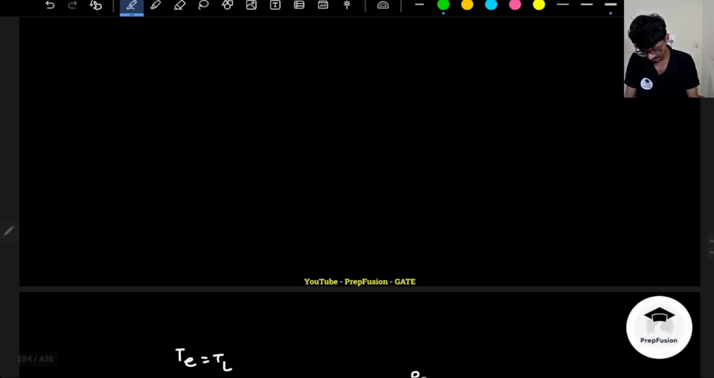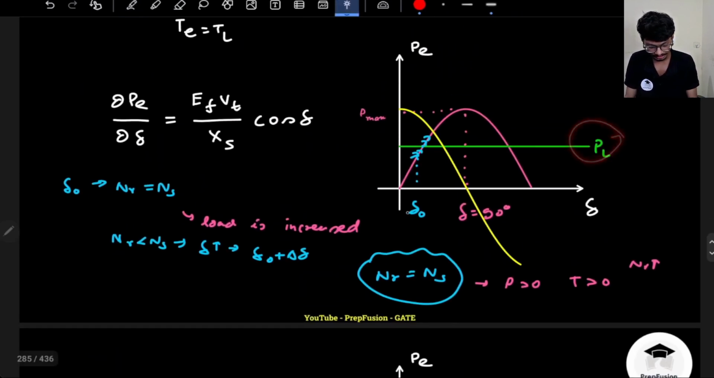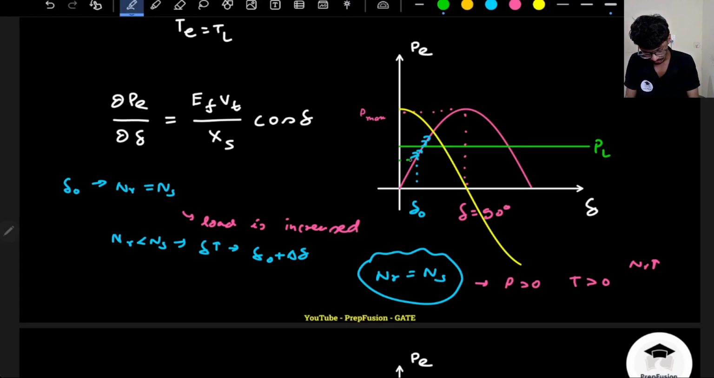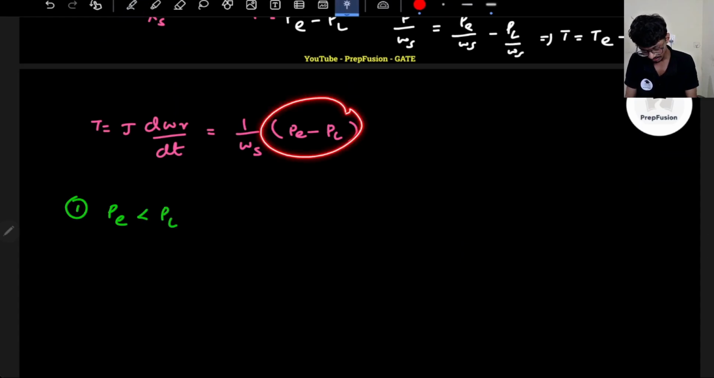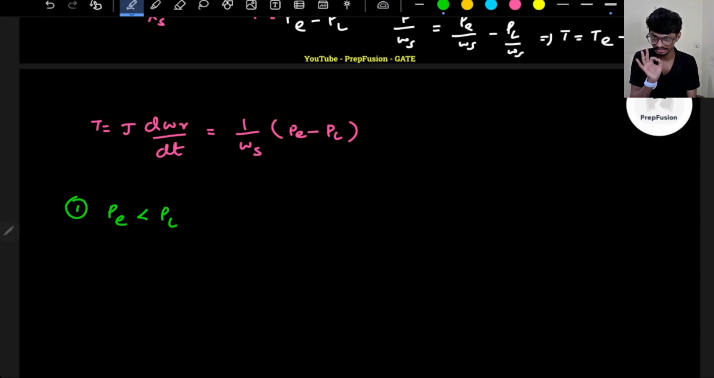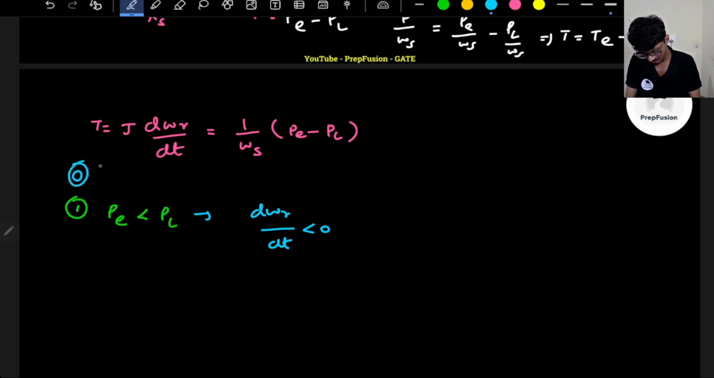Okay, so in the first situation, initially my PL is higher than PE, somewhere around here, this was my P naught, let's say. So initially in case 1, my PE is lower than PL, so that means this is negative. That means my d omega r will reduce, and that's what I have told you, right? So initially, if you increase the load, the rotor speed will reduce. So mathematically, d omega r by dt is negative, and at steady state, at zero state, NR was equals to NS, and P naught equals to PL naught, right? And delta was equals to delta naught.